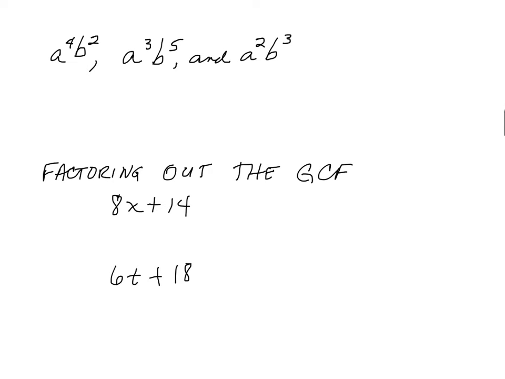What about this one? a to the fourth, b squared, a to the third, b to the fifth, and a to the second, a squared, b to the third. Well, GCF. I'm looking for the a with the smallest exponent. It's going to be a squared. The b with the smallest exponent is b what? Squared. That's what's common to each one of those terms.